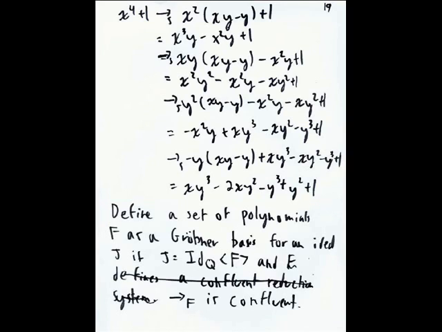So we're going to define a set of polynomials F as a Grobner basis for an ideal J if J equals the ideal generated by the polynomials F, and the reduction system over the set F is confluent. And recall that confluence is when you do the reductions, and if you take different paths, you can meet up again. It's a nice commutative diagram with Newman's lemma. I liked it. But yes, that's confluence.